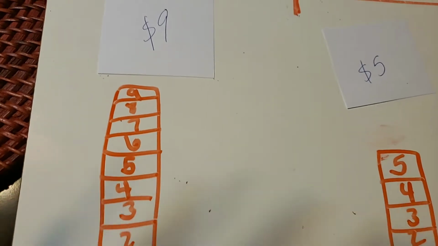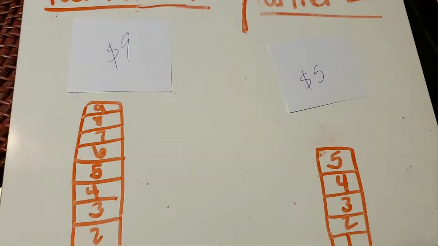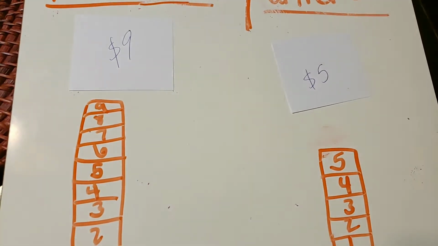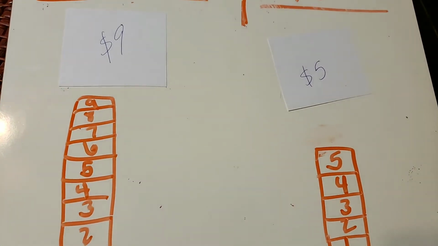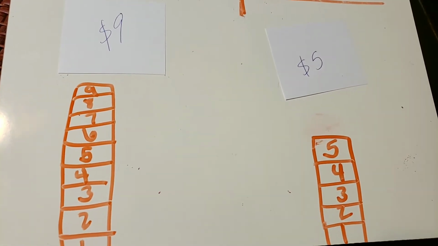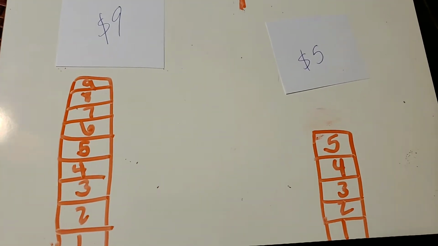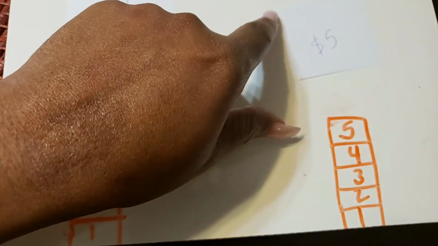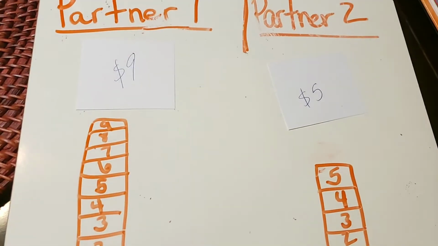So here's what I want you to do. I want you to pause the video for a minute, and turn and talk to whoever you have next to you. Tell your partner, how could you figure out how many fewer partner 2 has than partner 1? How could we figure out how many fewer this partner has than this partner? Pause the video now. Go.